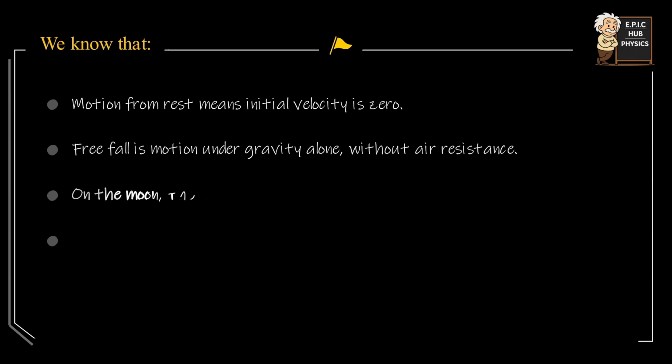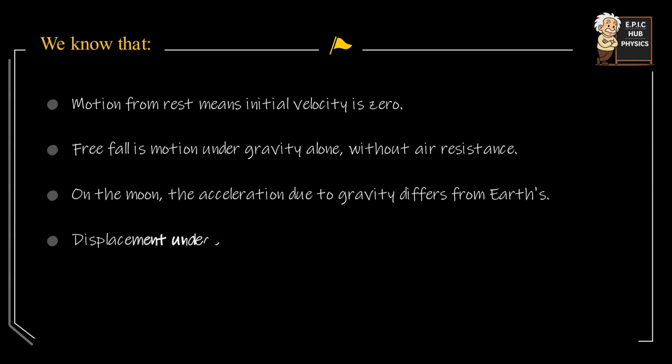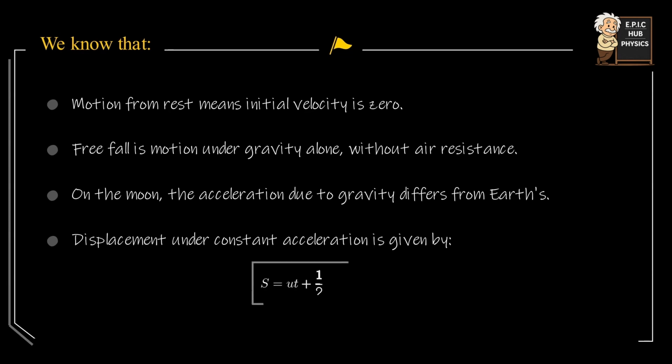Since the stone is falling on a moon rather than Earth, the acceleration due to gravity will be different from the usual value of 9.8 meters per second squared. We also know that displacement under constant acceleration is given by the kinematics equation S equals ut plus 1/2 at squared.